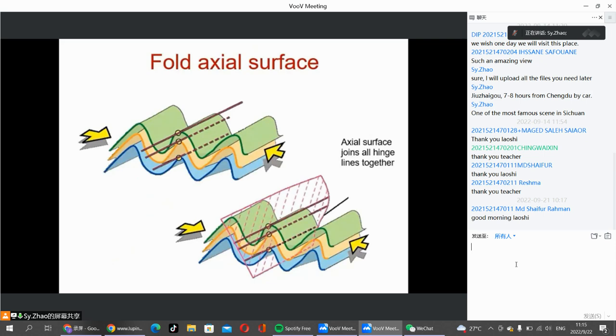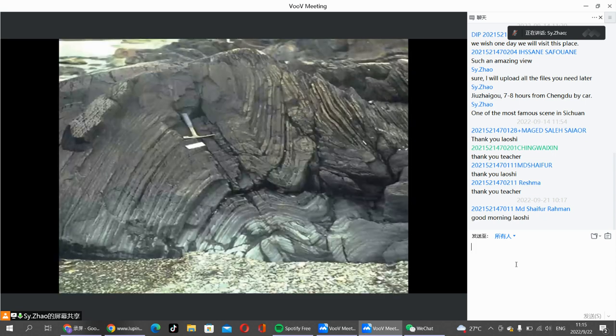And the fold axial surface joins all the hinge lines together. You can see it in this figure. And this is an outcrop of sedimentary rock. Okay, this is the bedding plane of the sedimentary rock, which has been folded by some tectonic activities.